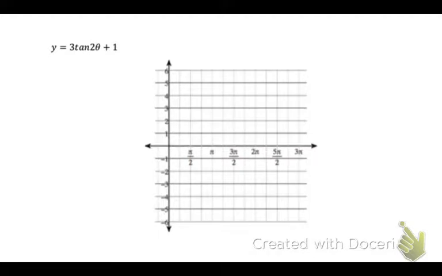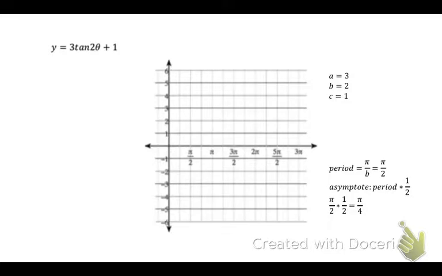This one, 3 tangent 2 theta plus 1. A equals 3, b equals 2, c equals 1. So period is pi over b, which is pi over 2. Asymptote is period times 1/2, so pi over 2 times 1/2 is pi over 4. And the c equals 1 is our new axis. So I'm going to go up 1 and draw that new axis. I probably should have done that first, but c moves it up 1. Okay, and then pi over 4 is right there.